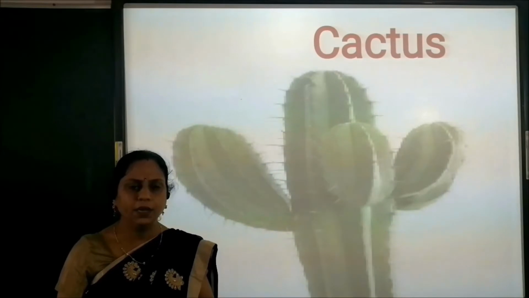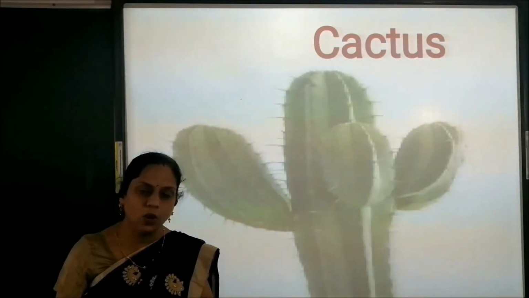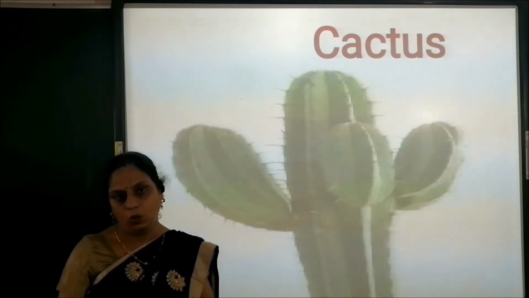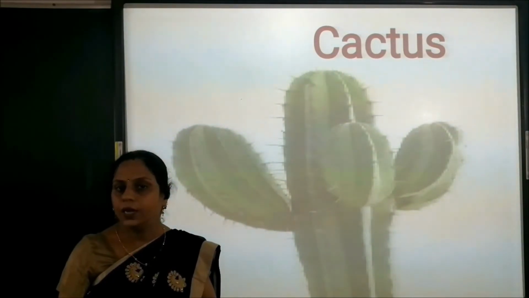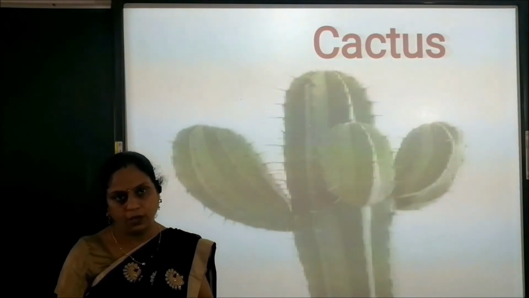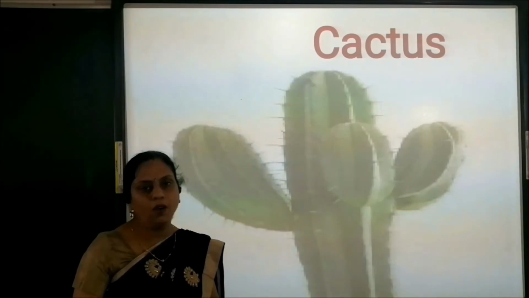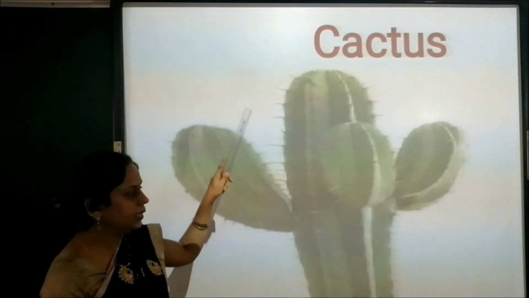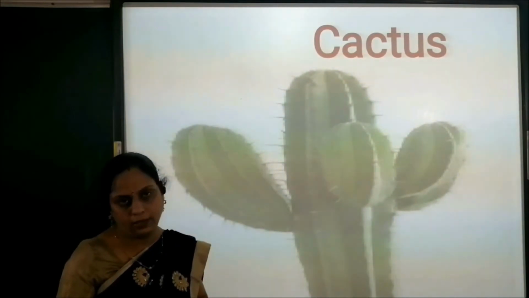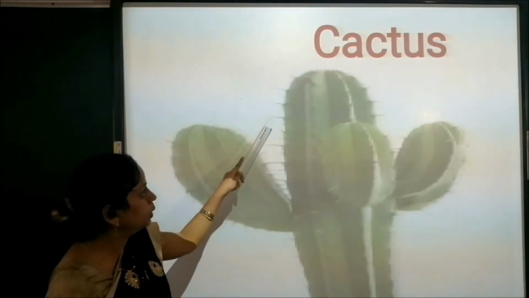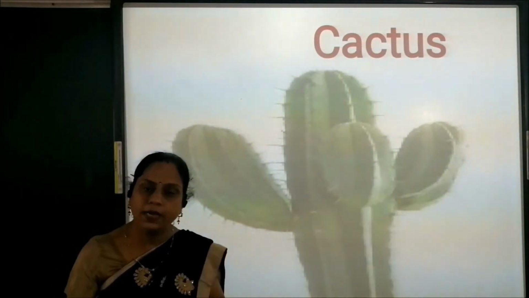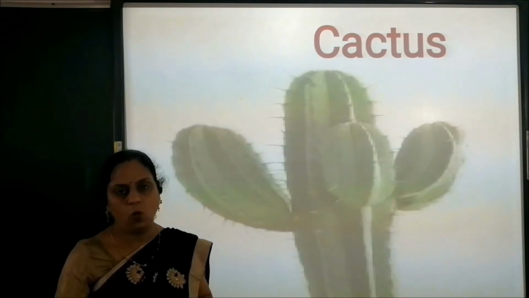Now children, tell me, why do they require very little water? Because their growth is very slow. So they do not require much water and food. Let's take the example of cactus. Now here you can see, children, the leaves are modified into spines. You can see these spines? Yes, these are spines. These spines prevent the loss of water.